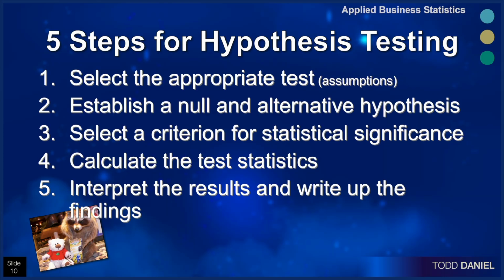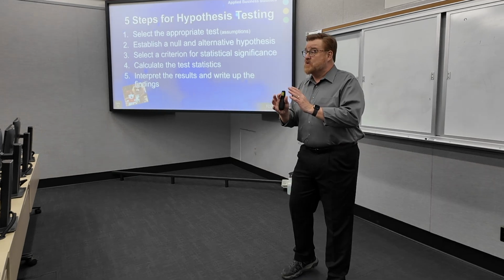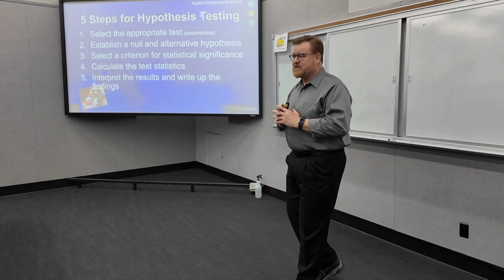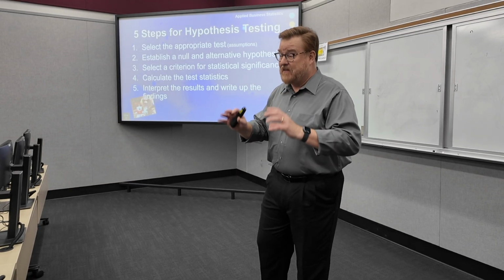Right. Step number 1, select the appropriate test. We're going to decide what test to use, and when we do that, we're going to look at the assumptions for that test. Every test comes with built-in assumptions, like this has to be true about the data in order to use this test. We want to check those assumptions, and then we'll select the test that we're going to run. Next, we're going to establish the null and alternative hypothesis. We're going to establish a testable prediction about what we think is the case about the data that we have.